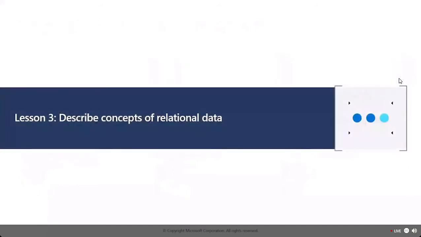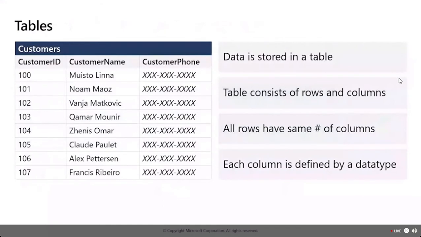Lesson 3. Describe concepts of relational data. We'll start with tables. So a table is where data is stored in relational databases. They consist of rows and columns, and all the rows have the same number of columns. Each of the columns is defined by a data type.